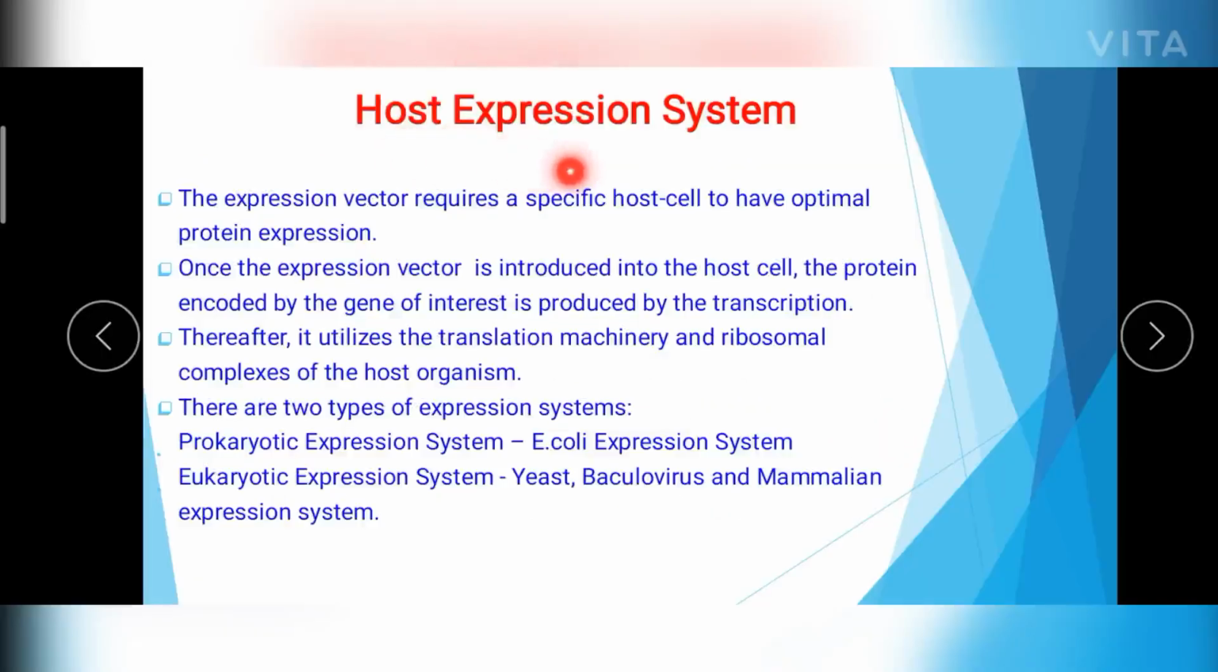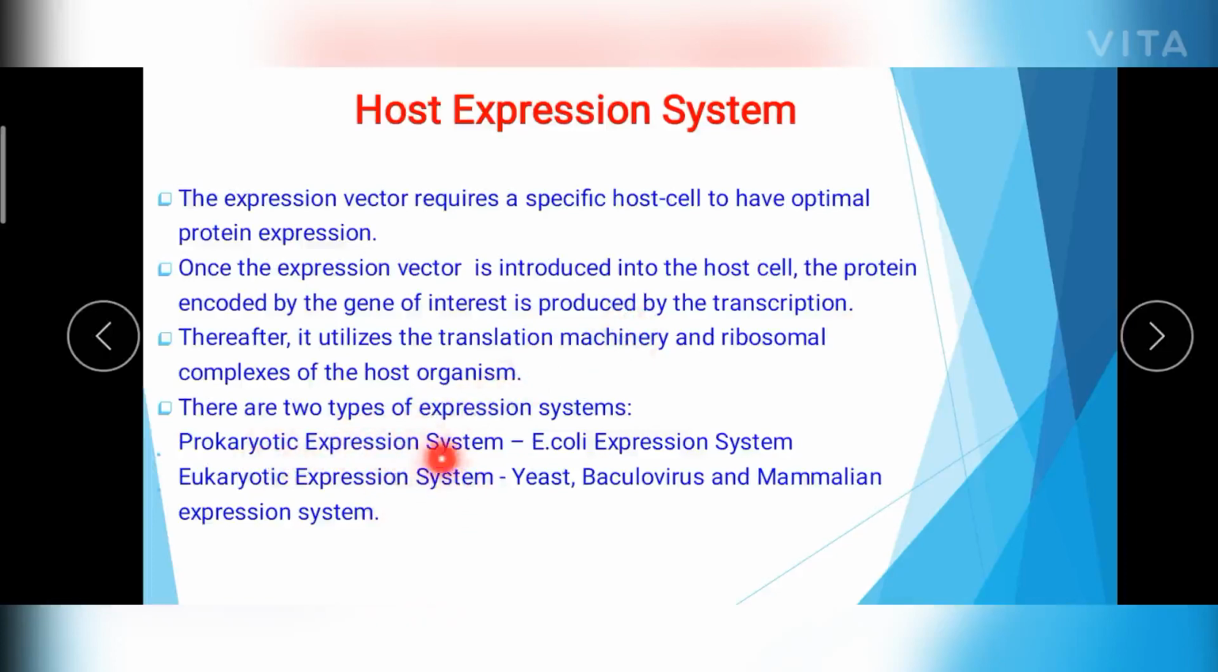So up to now you have seen the examples of these expression vectors. These expression vectors require a specific host cell for protein expression. Whenever you introduce these vectors in the host cell, only then will the gene express and you will get a protein. So here you have two types of expression systems.